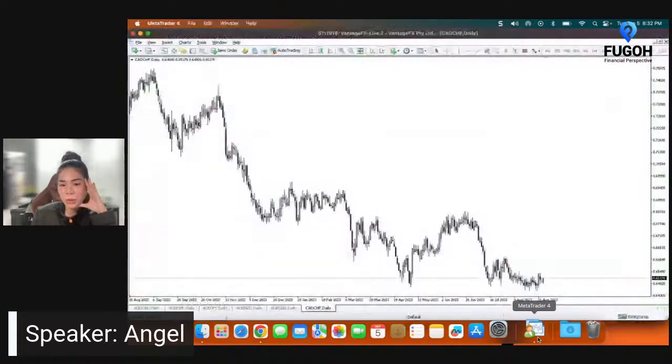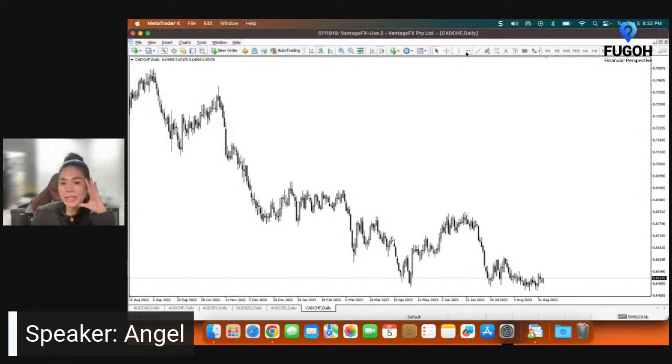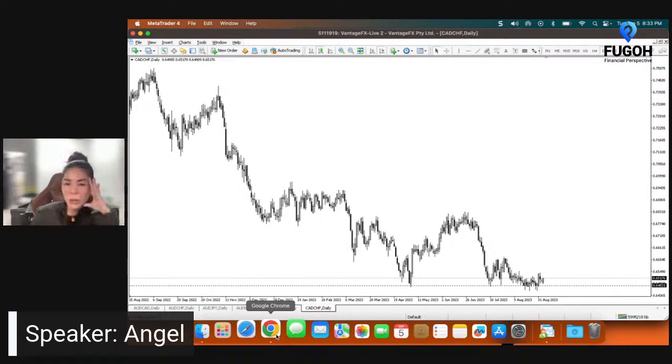So what I like to do is, as you can see, the price is staying steadily where the support is. It's just going there, and so it's just there and not going anywhere. Why is it like that?